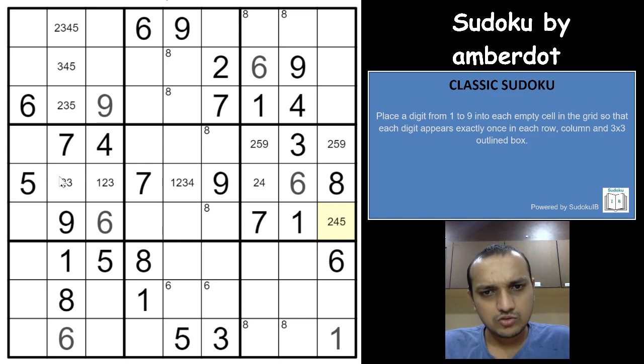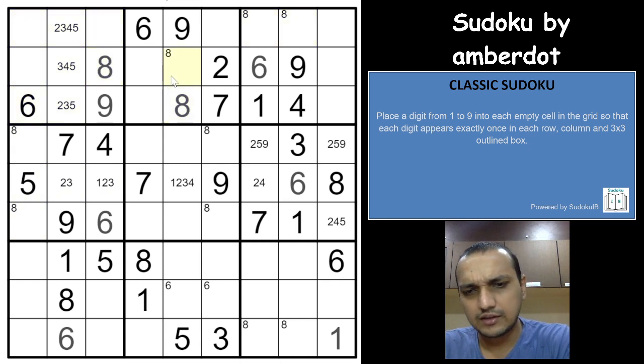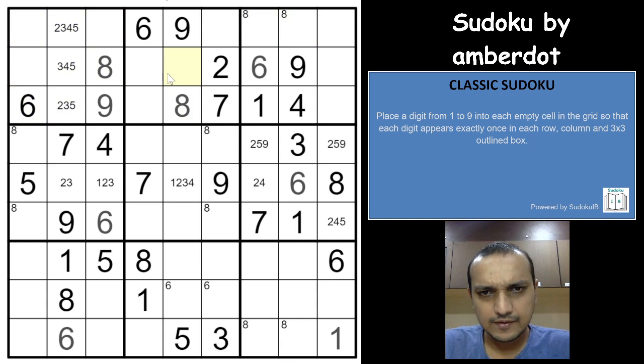Okay, so you have 1 2 3. 8 would have to be in one of these 2 cells, right? Because 8 cannot be here, so 8 would have to be in one of these 2 cells, so 8 cannot be here and 8 cannot be here, and this 8 is pointing towards here, so this cannot be here, so this would have to be 8 and this cell would have to be an 8. Okay, 7 would have to be in one of these 2 cells.